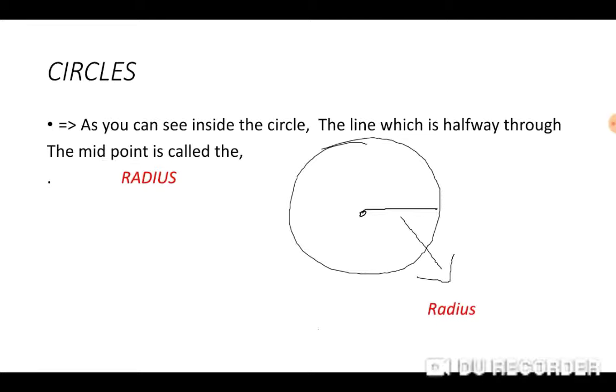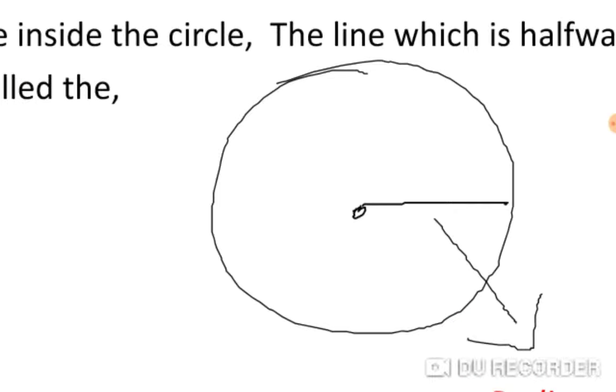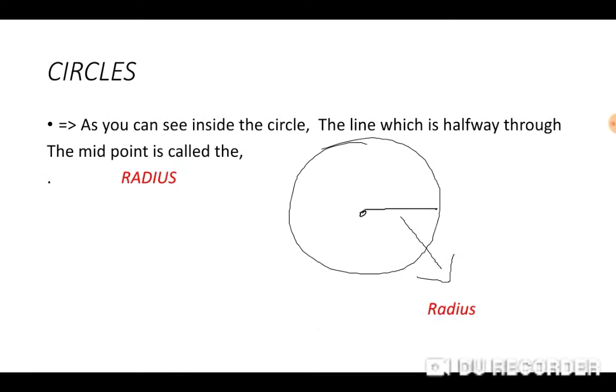Now as you can see inside the circle, the line which is halfway through the midpoint is called the radius. For a reference again, we're going to have to take a look at this diagram. Now in this diagram, as you can see, this is a circle and a line drawn in it. But this line is only drawn to the right side of the center point of the circle, and this half line is called the radius.